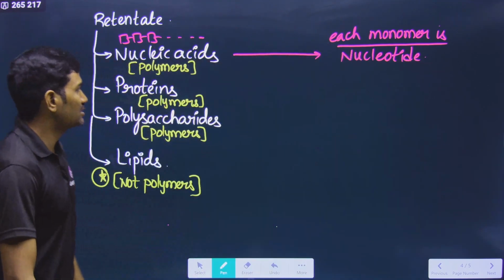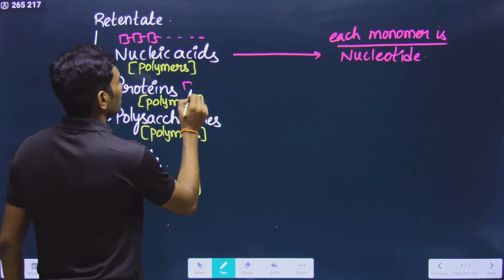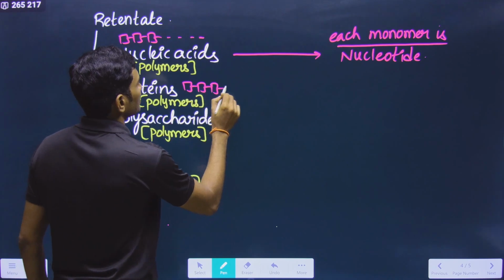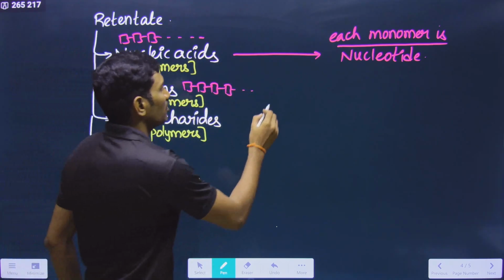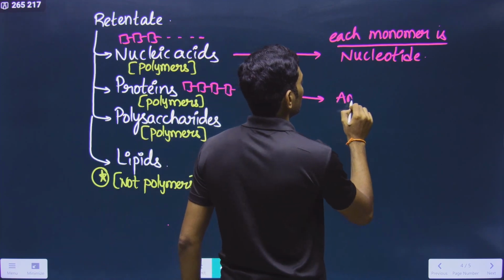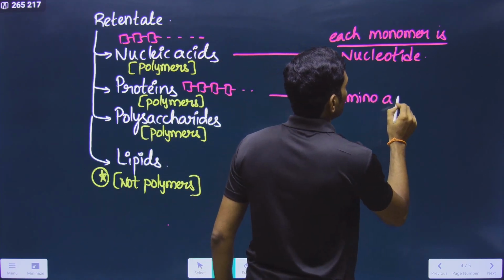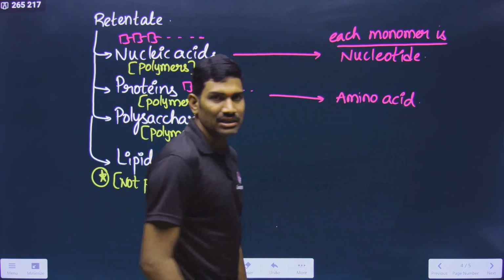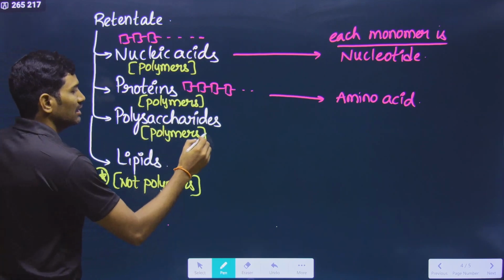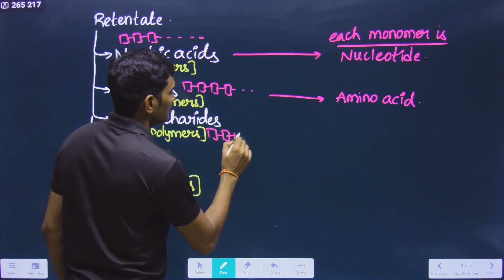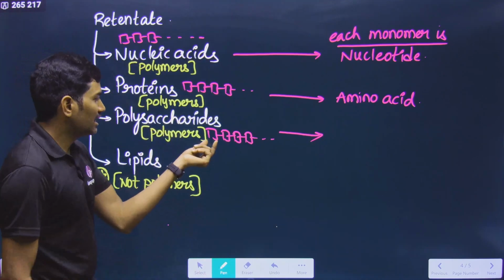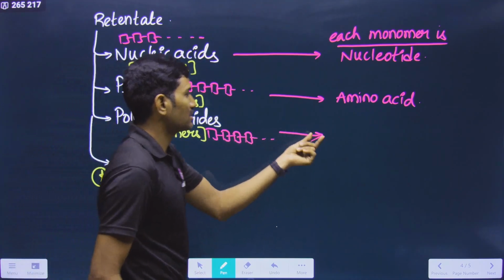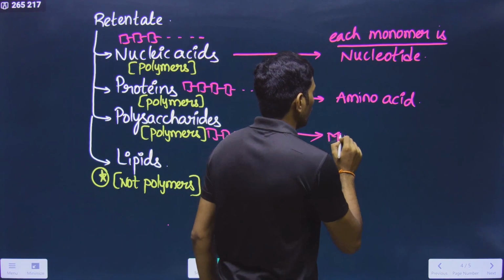Observe carefully. Next one. Proteins are also polymers. Here also many units are present like this. And what is each unit called? Each monomer is called an amino acid. Please observe the content carefully. Next one, polysaccharides. These also have many units. In the case of polysaccharide, what is each monomer called? Monosaccharide.